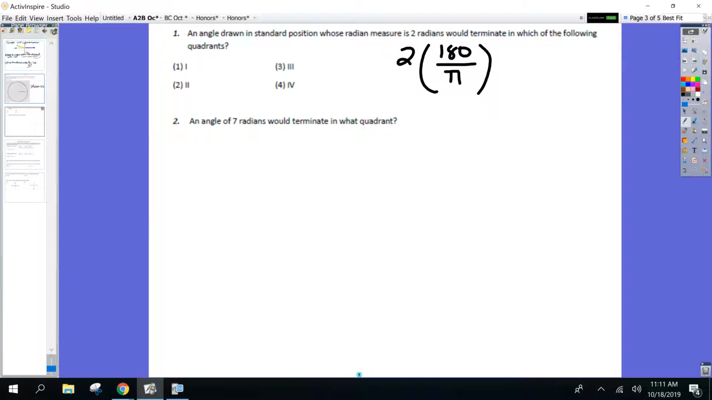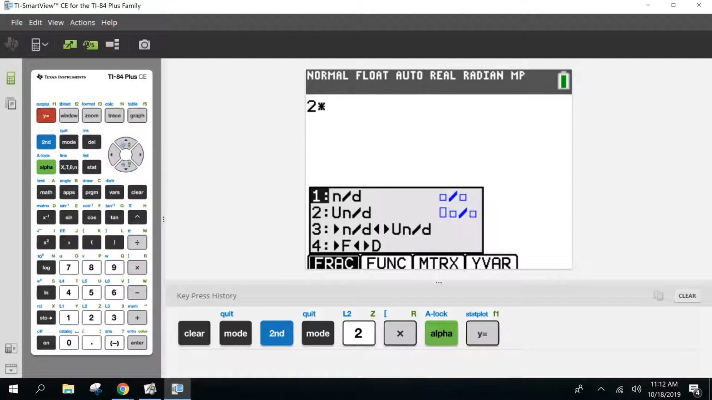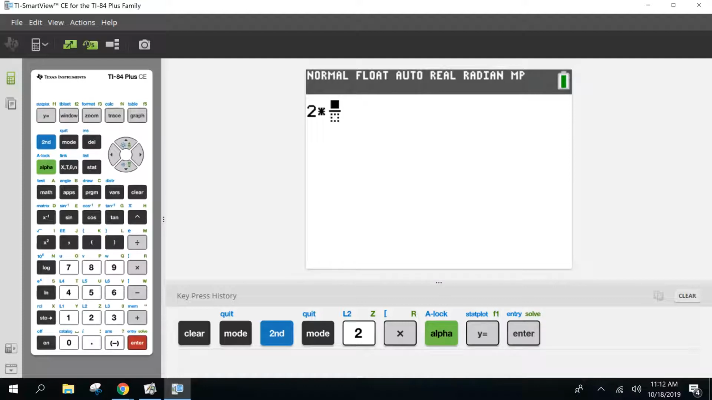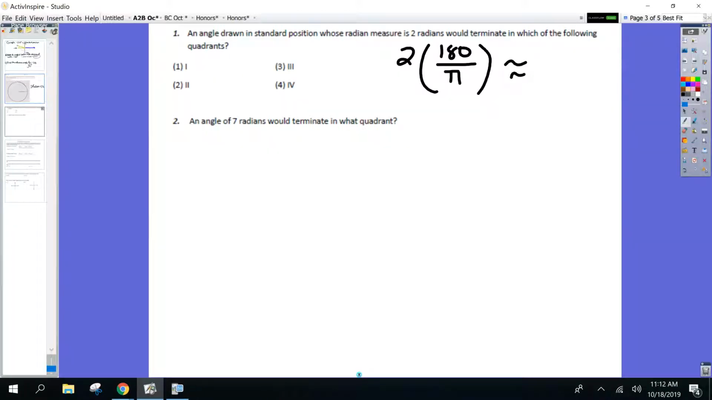So we go back to your calculator. 2 times, get a fraction template up if you have one. 2 times 180 over pi. And that's about how many degrees? About 114, 115 degrees. So it's about 115 degrees, which would be in what quadrant? 115 degrees, quadrant 2. All right? And do you need to memorize that conversion? No, because it's on the formula sheet.